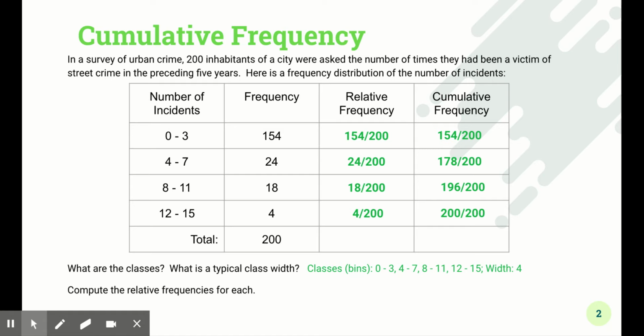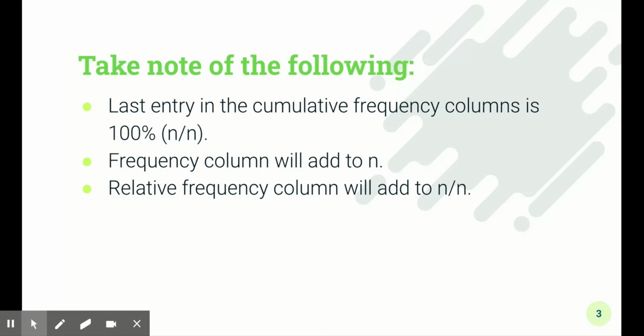You would use this information to make a cumulative frequency polygon, also known as an ogive. Take note of the following. The last entry in the cumulative frequency column is 100% because it was 200 over 200. The frequency column will always add up to n, which is 200, and the relative frequency column will add up to n over n.